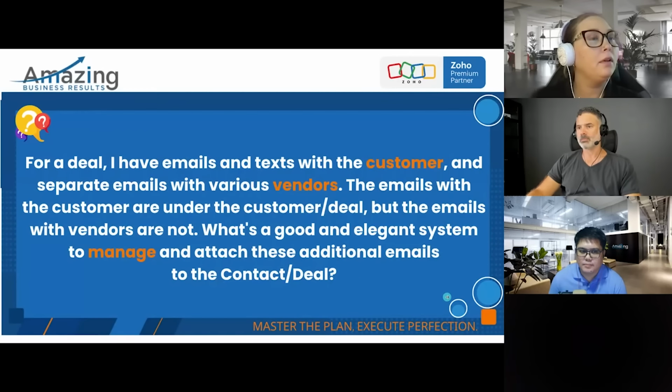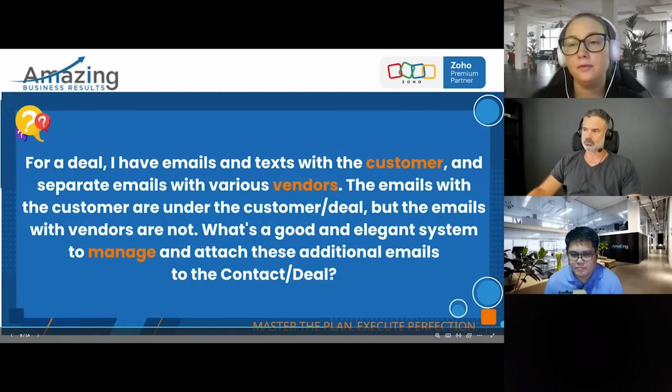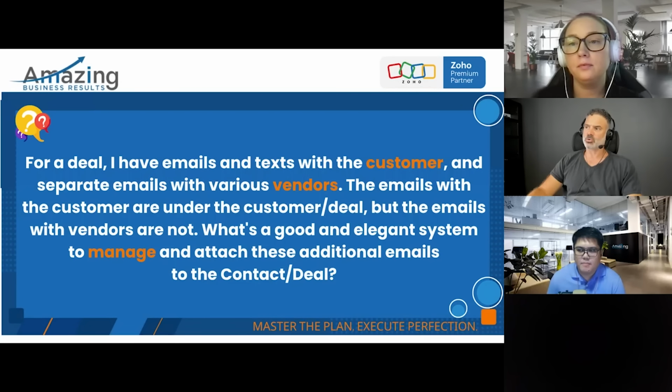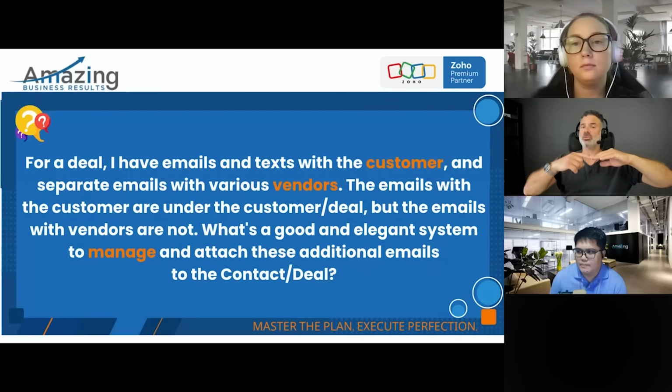Okay, and next up, for a deal, I have emails and texts with the customer and separate emails with various vendors. The emails with the customer are under the customer or deal, but the emails with the vendors are not. What's a good and elegant system to manage and attach these additional emails to the contact or the deal? So if I understand it correctly, you have, for example, the opportunity or the deal, and then the related contact emails will be shown automatically.